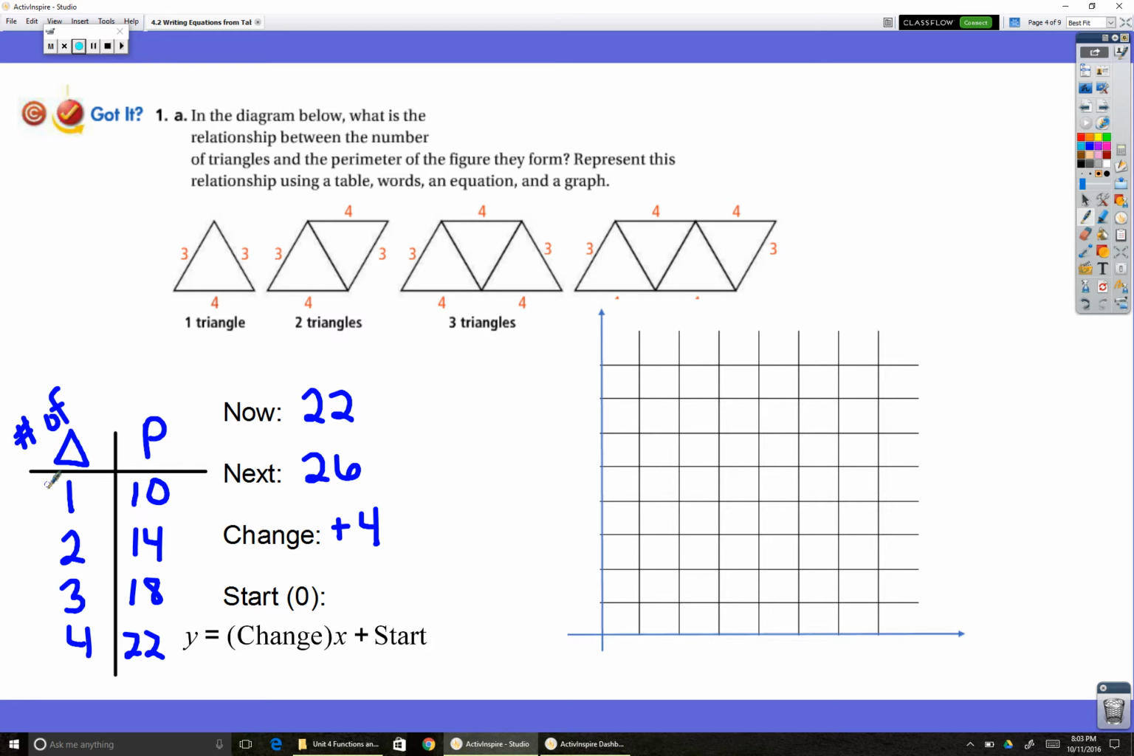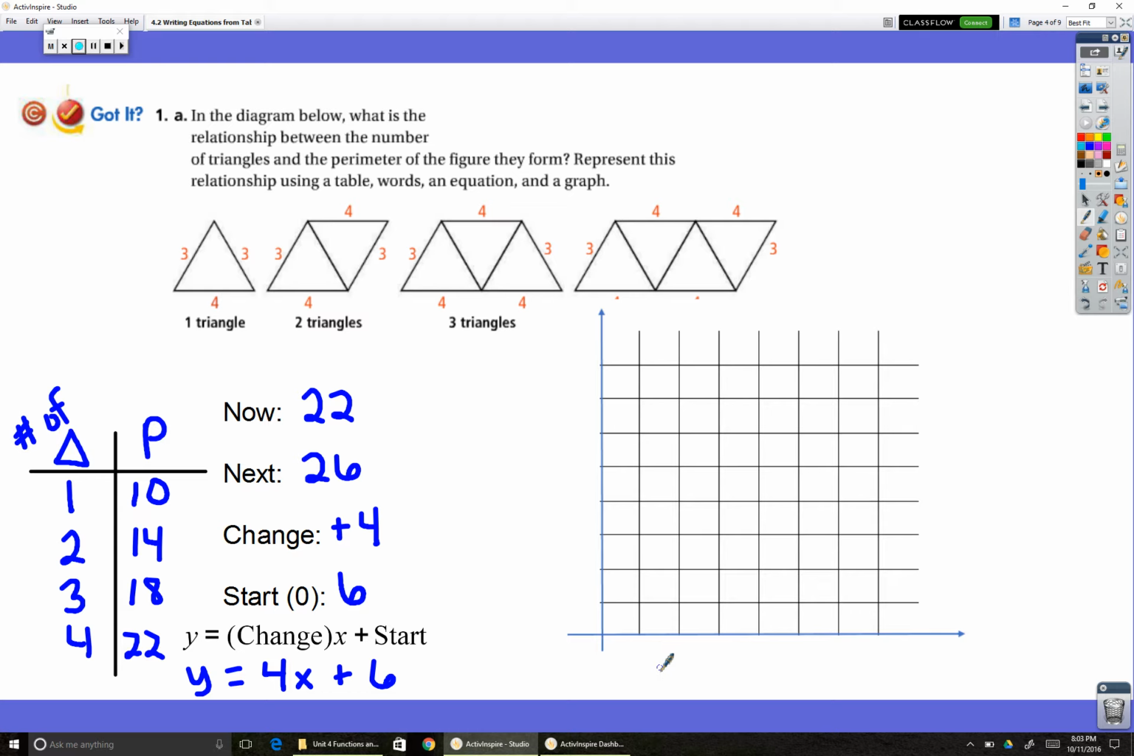So when I have one triangle, I have a perimeter of 10. If it were possible to have 0 triangles, I'd be going back 1 in the x column. So I would go back by 4 in the y column. 10 minus 4 is 6, so my start is 6. So I have y equals the change, which is 4, times x plus the start.